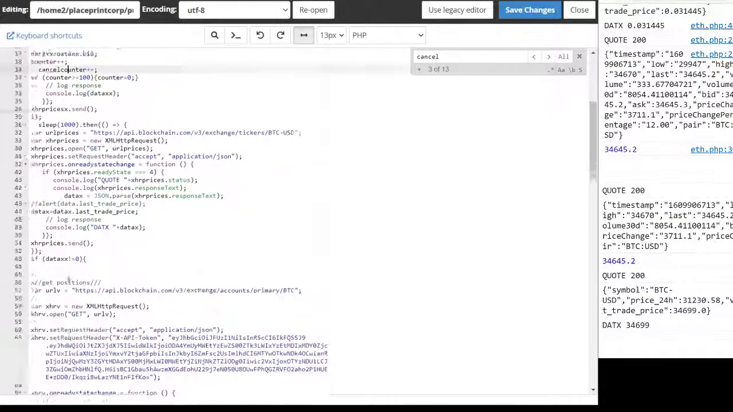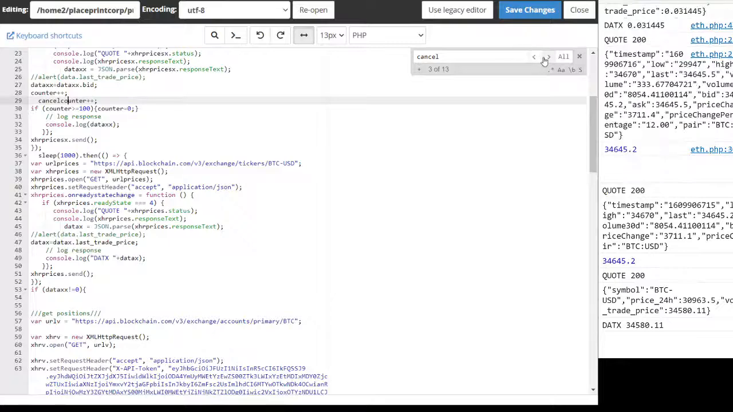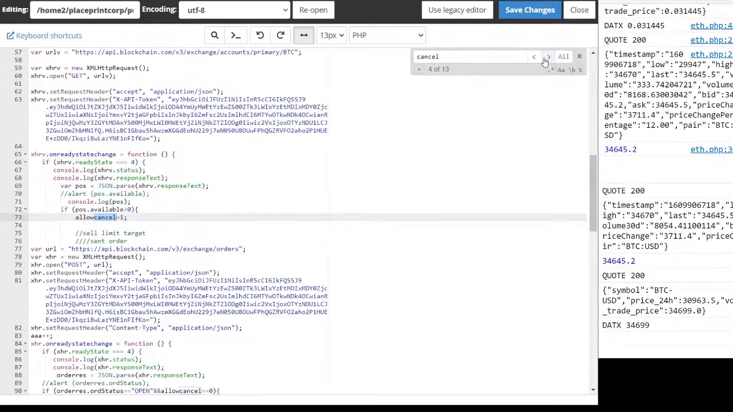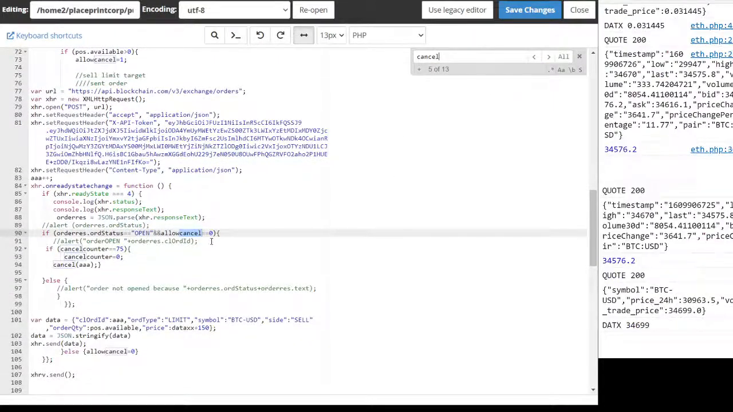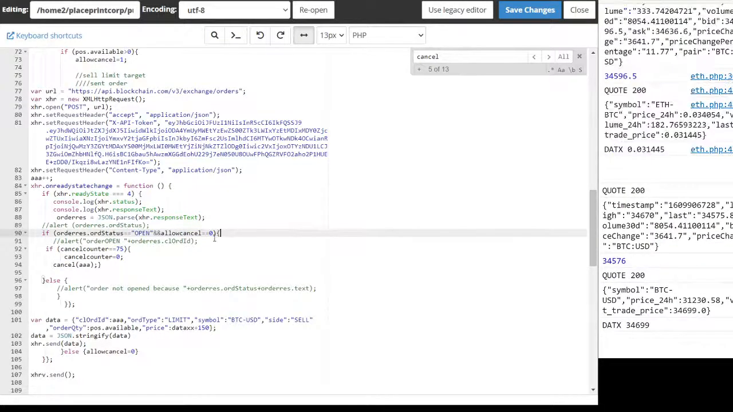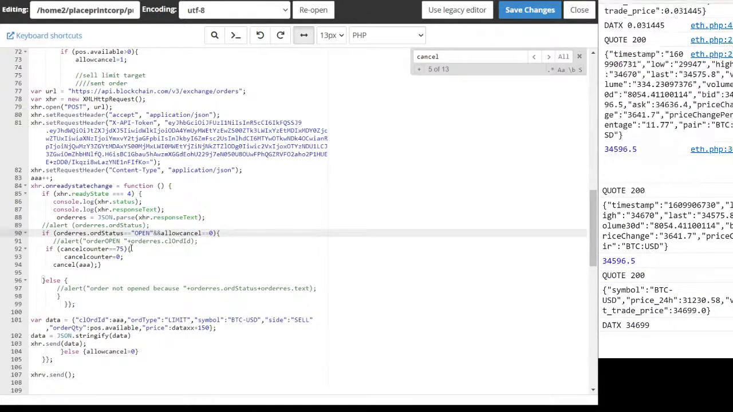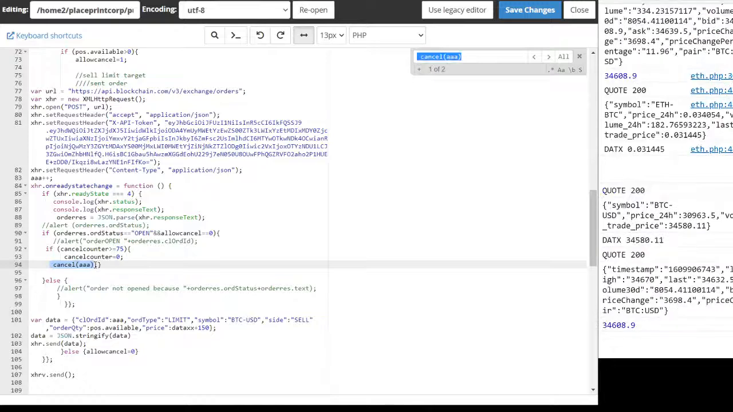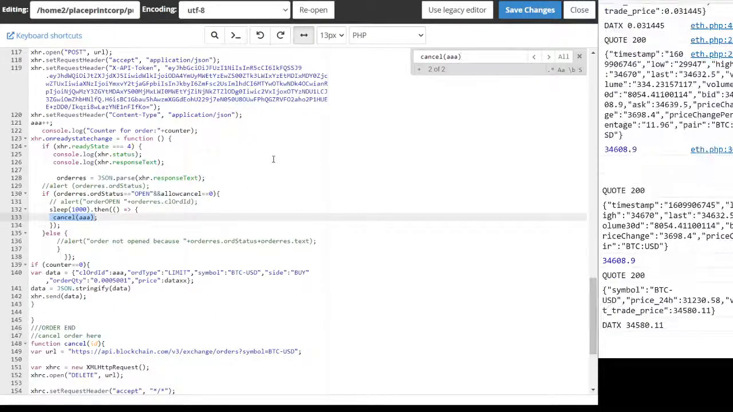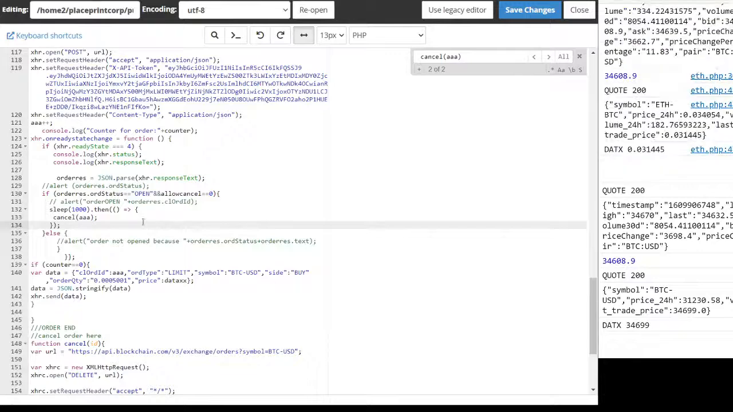Cancel counter, plus plus. Cancel. Allow cancel equals 1. Cancel counter equals 75. Greater than or equal. That's not going to change anything. Here it is. This is it.